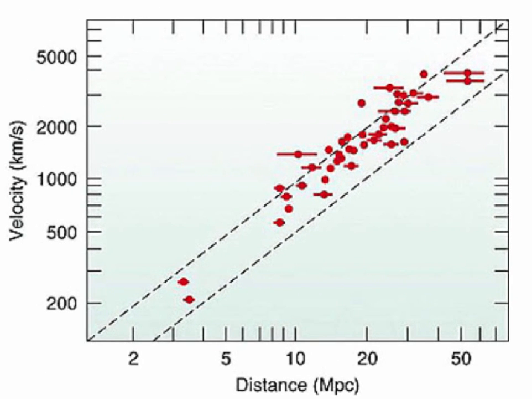In other words, if a galaxy is 1 megaparsec away, it will be moving away from us at 70 kilometers per second. If it's 2 megaparsecs away, it will be moving away from us at 140 kilometers per second. If it's 10 megaparsecs away, it will be moving away from us at 700 kilometers per second, and so on and so on.